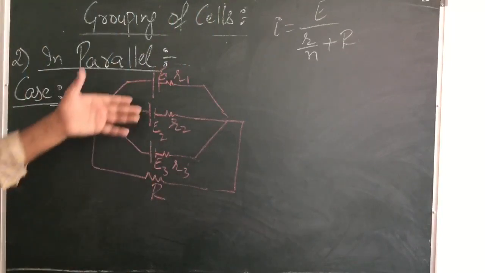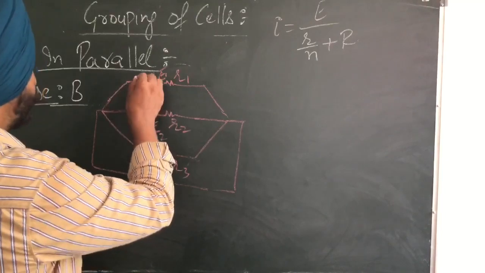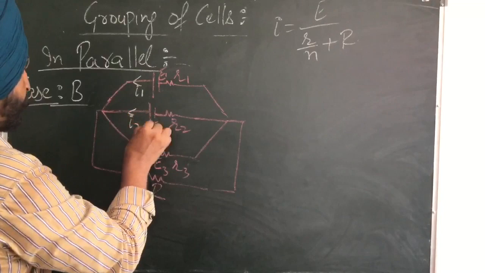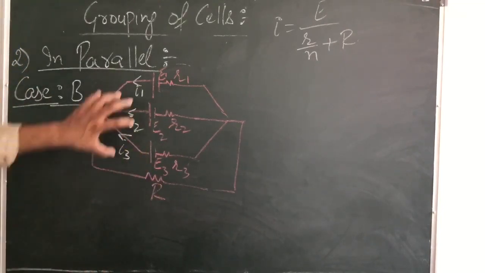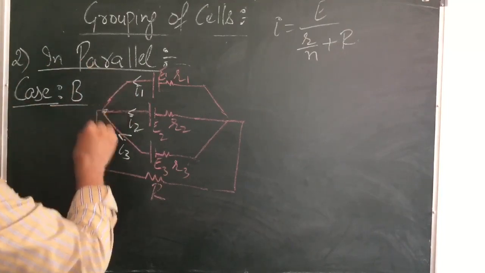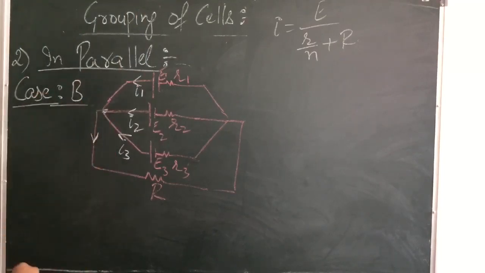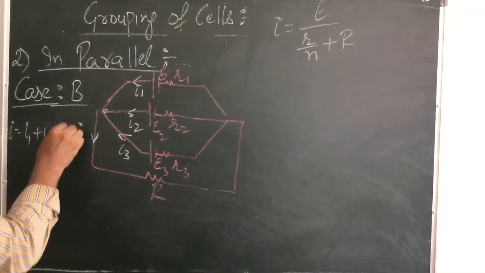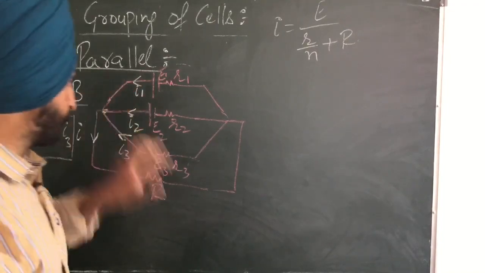So to calculate the current in this case, let the current flowing from this cell be I1, the current flowing from this one be I2, and the current flowing through this cell be I3. These currents will reach this point and get added up, and that current will flow in this direction; let that current be I. So I is equal to the sum of all these three currents: I = I1 + I2 + I3.